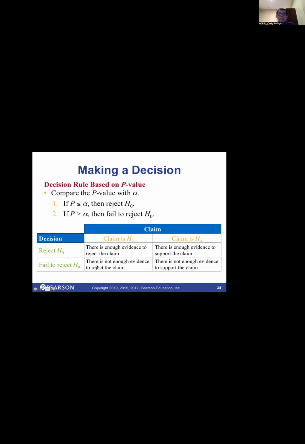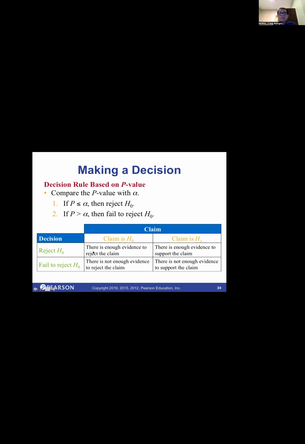This one is a template: there is not enough evidence to reject the claim. So the claim must be mentioned based on the stated problem. This one, reject H0, the claim is H0. You're going to write there is enough evidence to reject the claim, but here the claim must be based on the problem statement. You reject H0, the claim is HA, there is enough evidence to support the claim, and state the claim based on the problem statement. So it is easier to memorize.